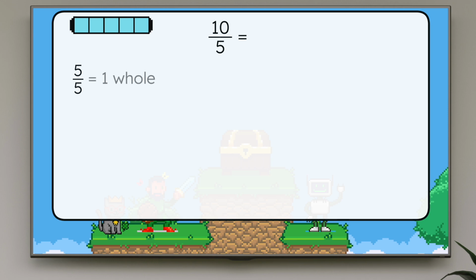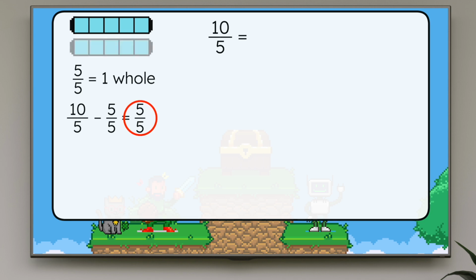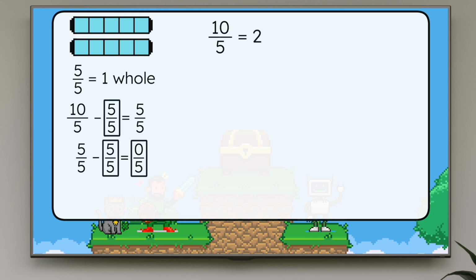5/5 is equal to 1 whole, and 10/5 minus 5/5 equals 5/5. 5/5 is still improper since the numerator is the same as the denominator, but we know 5/5 is equal to another 1 whole. Since 5/5 minus 5/5 equals 0, that means 10/5 can be converted to the whole number 2.